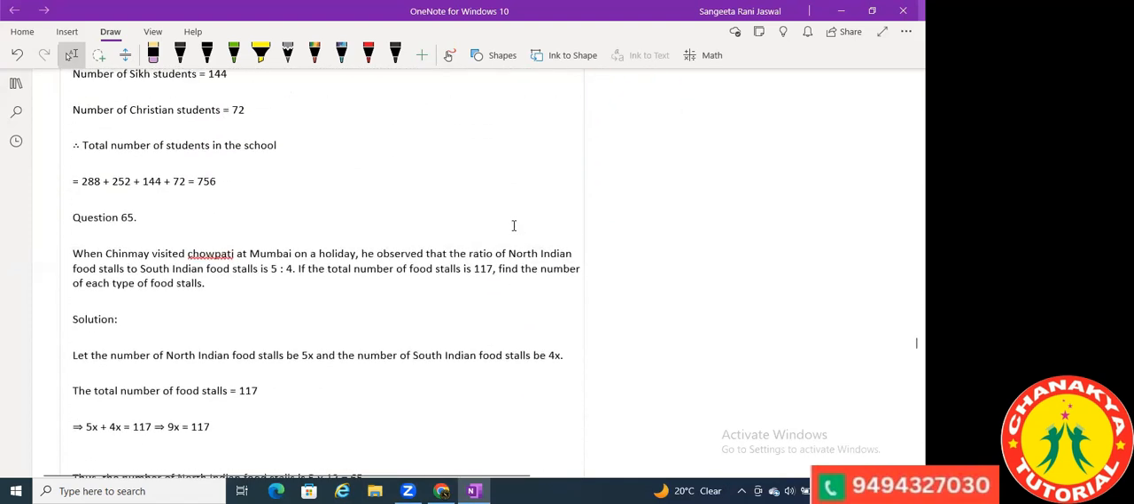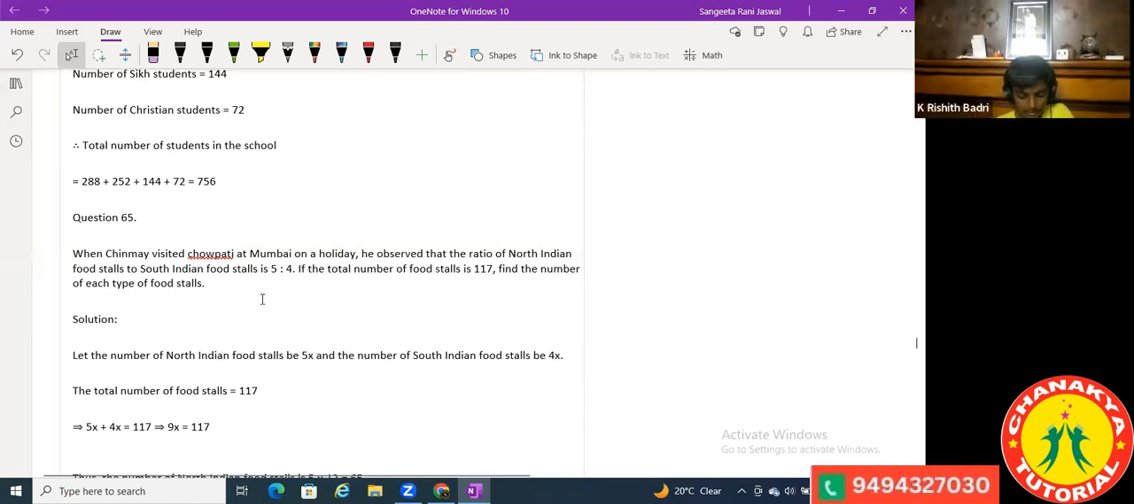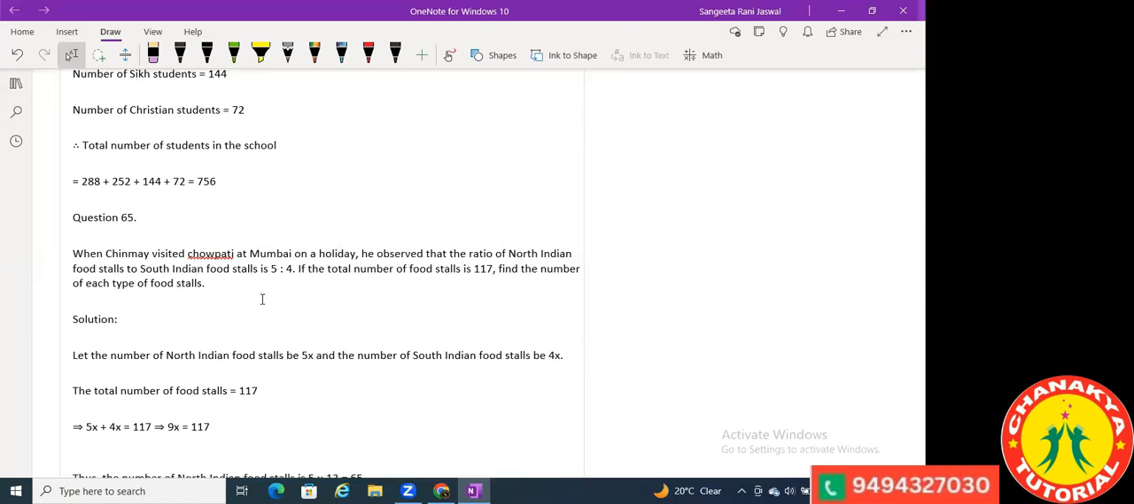Others, please do this question number 65. When Chinmay visited Chowpatty at Mumbai on a holiday, he observed that the ratio of North Indian food stalls to South Indian food stalls is 5:4. If the total number of food stalls are 117, find the number of each type of food stall. So the ratio, I'm getting 65 North Indian and 52 South Indian. Wait for others also.